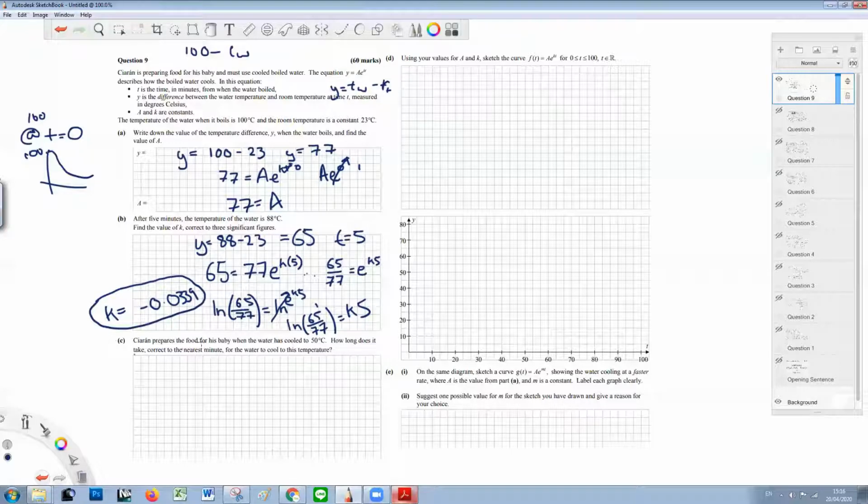Yeah, so your ln value is going to give you a minus, and that's going to be your value. Okay, Kieran prepares the food for the baby when the water has cooled to 50.